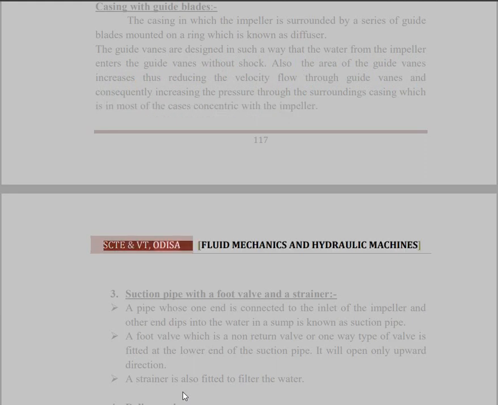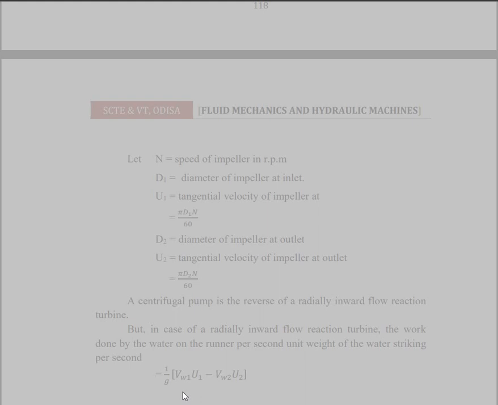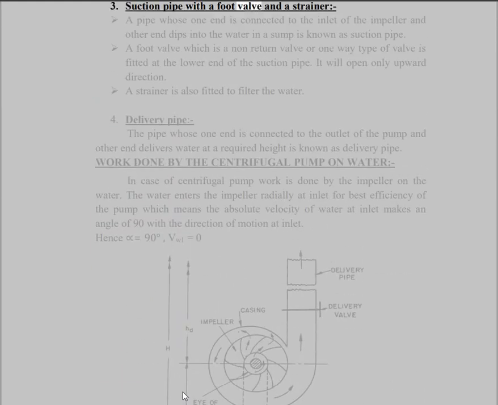SCTE and VT, Odisha. Fluid Mechanics and Hydraulic Machines. 118. 3. Suction pipe with a foot valve and a strainer. A pipe whose one end is connected to the inlet of the impeller and the other end dips into the water in a sump is known as the suction pipe. A foot valve, which is a non-return or one-way valve, is fitted at the lower end of the suction pipe. It will open only in the upward direction. A strainer is also fitted to filter the water.